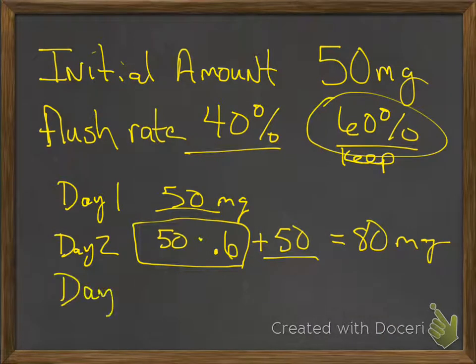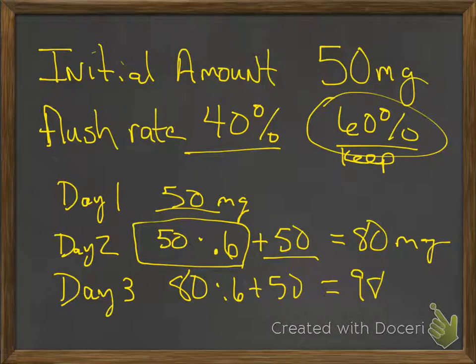This is day 3. Now I would be saying 80 times the 0.6 plus 50. And let me see what that is. 80 times 0.6 plus the 50. And I get 98. Well, that was horrible looking. Let's try that 8 again. Okay, 98. And then kind of go from there, right?